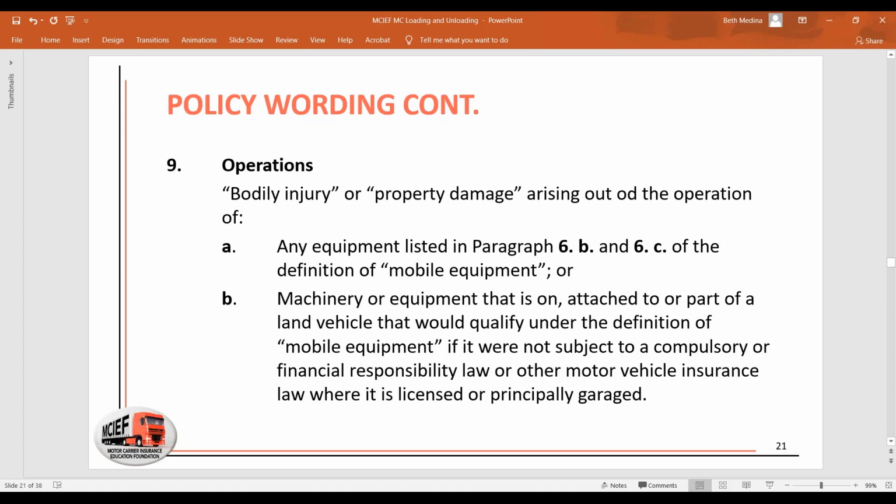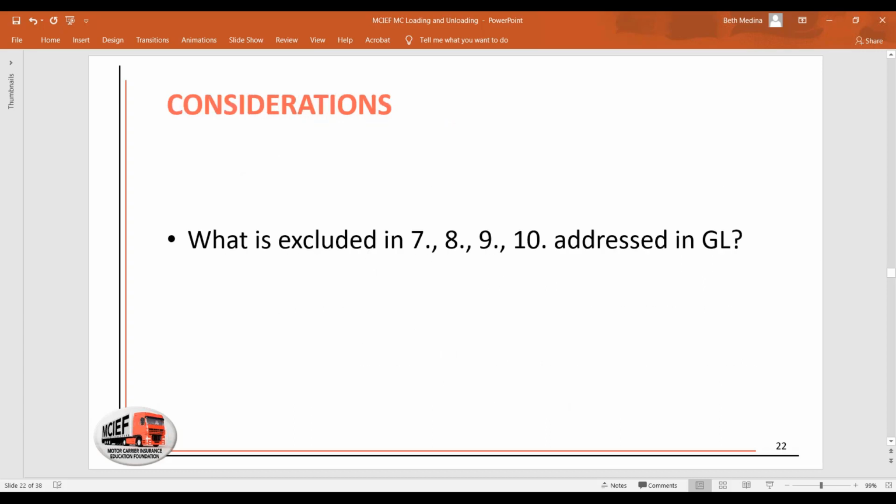And so those things you need to sort out is, do your insureds have anything that's mobile equipment that the insured could possibly be using? That would be covered in the auto policy, and that would become, if it's compulsory, subject to financial responsibility. So what is excluded in 7, 8, and 9 is addressed in the general liability policy.